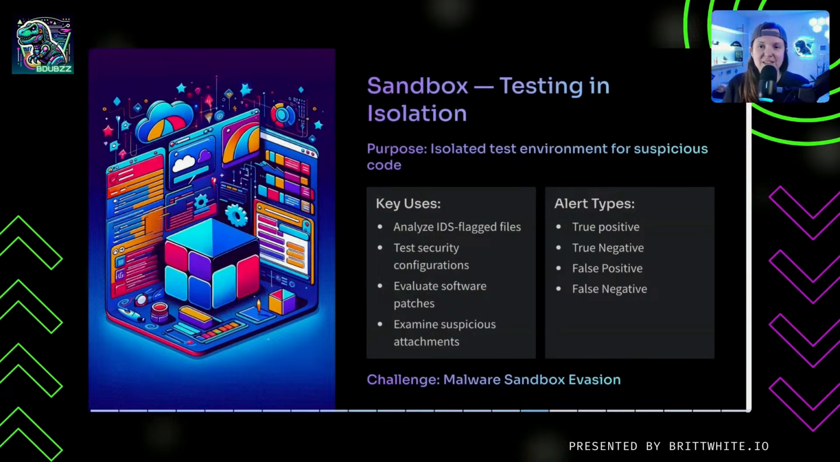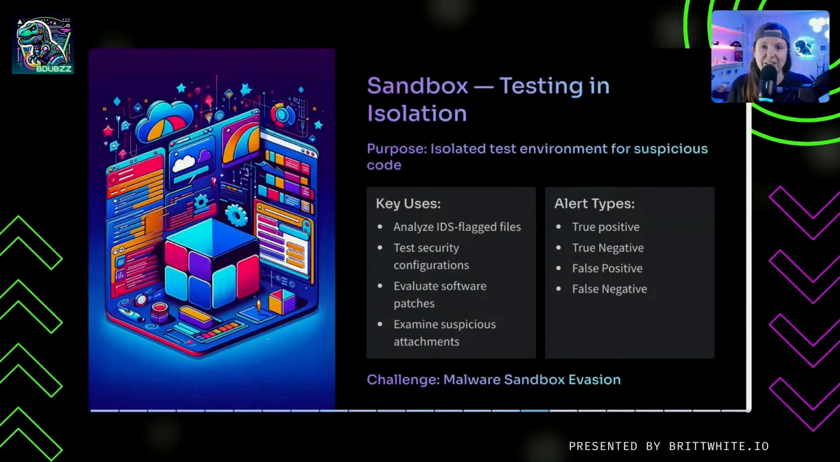First, when our IDS flags suspicious files, we can safely run any code and analyze the files in this isolated environment. We also use sandboxes to test new security configurations without putting our production systems at risk. And when it comes to software updates, sandboxes let us evaluate patches thoroughly before rolling them out across the organization. Additionally, they provide a secure space to examine suspicious email attachments that might contain malware.